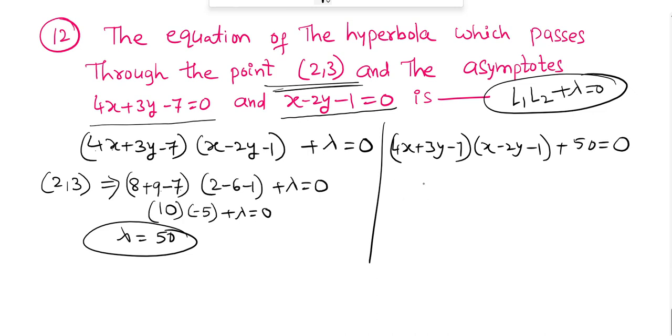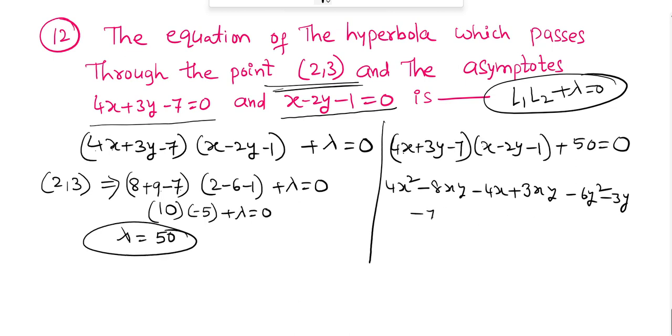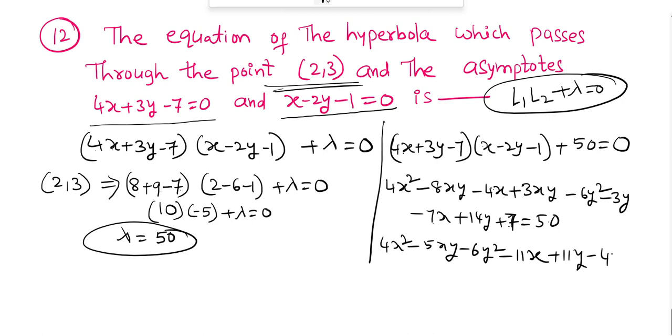is equal to 0. So multiplying these two, 4x into x is 4x square, minus 8xy minus 4x, and multiplying by 3y, plus 3xy minus 6y square minus 3y, and multiplying by minus 7, minus 7x plus 14y plus 7, plus 50 is equal to 0. Now writing down, this is 4x square, minus 8xy plus 3xy is minus 5xy, minus 6y square, minus 4x minus 7x is minus 11x, minus 3y plus 14y is 11y, 7 plus 50 is 57 is equal to 0. This is the required equation of the hyperbola.